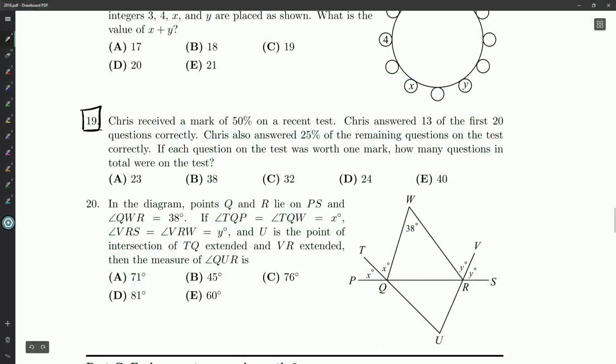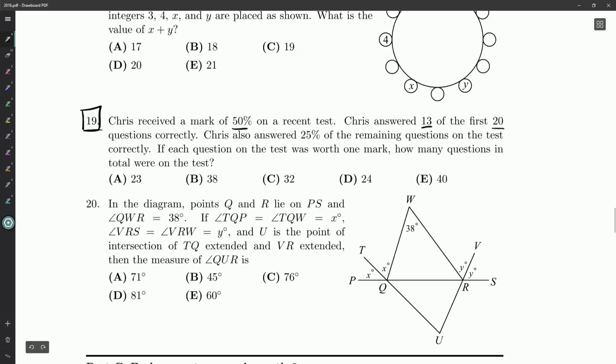We are looking now at question number 19 on our 2016 Pascal paper. Chris received a mark of 50% on a recent test. Chris answered 13 of the first 20 questions correctly. So that's a little more than 50%. Good. So he's starting off great.